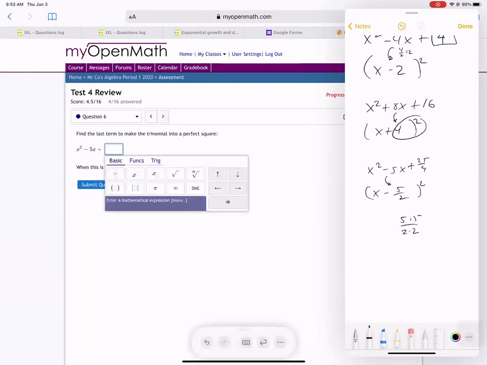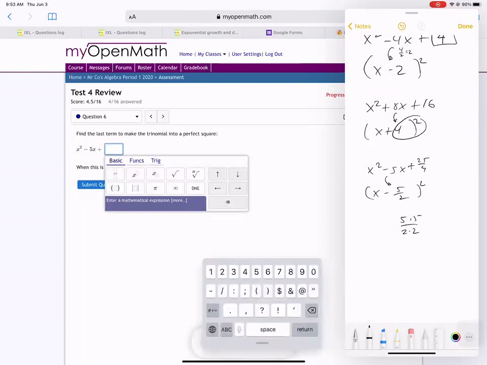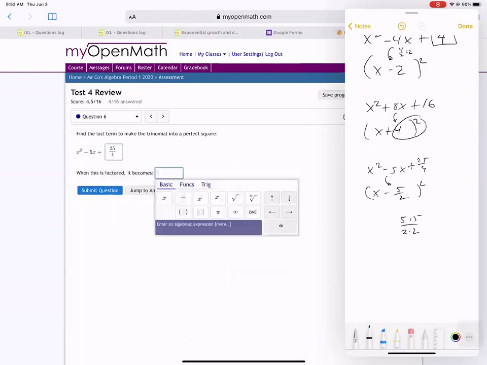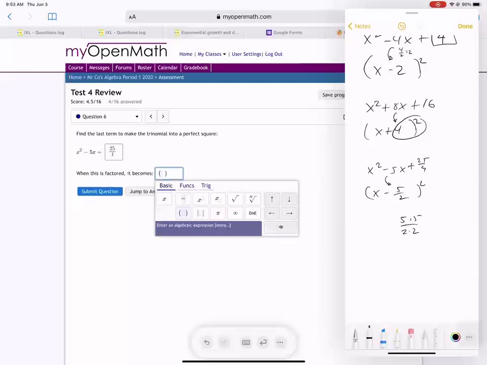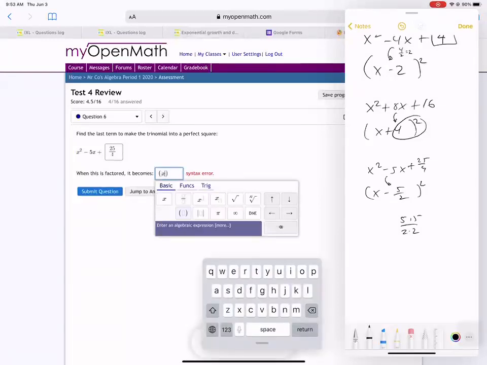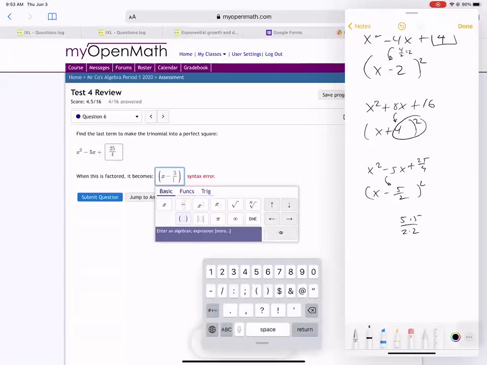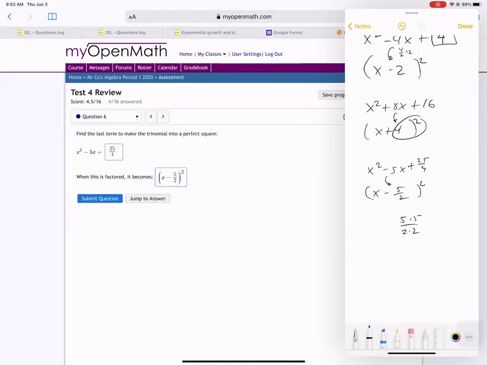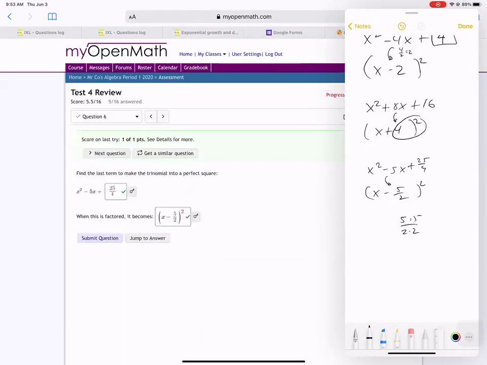So they want both answers here. They want us to write down my perfect C value, which is 25 divided by 4. And the factor becomes parentheses x minus 5 over 2, and I'm going to square it. Okay, so they wanted both parts of the answer here. If you're not sure, go ahead and try that problem again. Do a similar question.